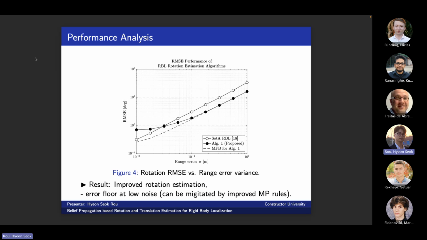However, as we've mentioned, when the error variance becomes small, this message passing based method, this Gaussian belief propagation, has an error floor appearing, such that we lose slightly at the lower variance in comparison to the state-of-the-art method here. However, we know that these error floors can be mitigated with improved message passing algorithms, so not using the classical raw Gaussian belief propagation, but for example, scaled Gaussian belief propagation, or weighted Gaussian belief propagation, or also damped Gaussian belief propagation. These methods are additional modules to the Gaussian belief propagation, which we know increase complexity, but sufficiently mitigate the error floor at these lower variances.